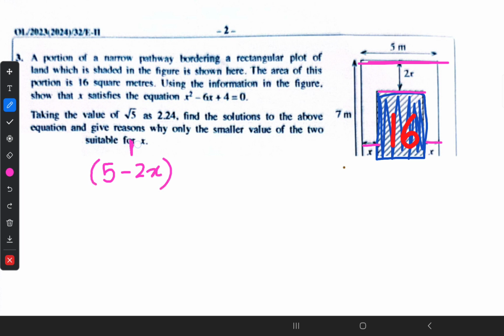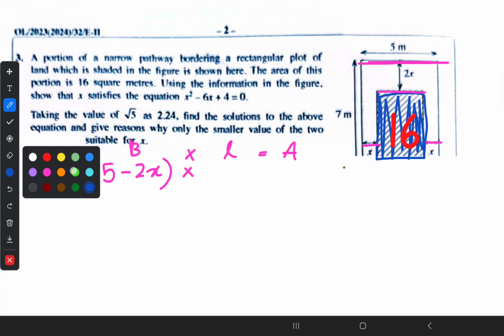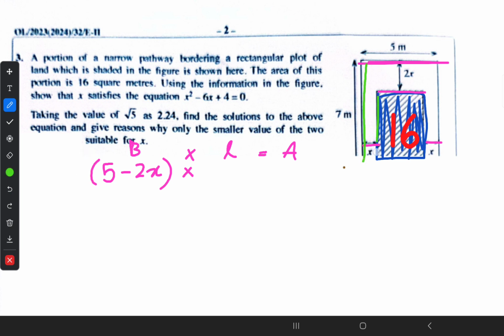I'll indicate it as b. Breadth multiplied with length equals area. We know the length would be a total of 7 meters. From the total 7 meters we have to subtract this 2x again. These 2x terms are different parameters, so try to understand that clearly. Total 7, and from that subtract 2x, so 7 minus 2x would be our length as well.